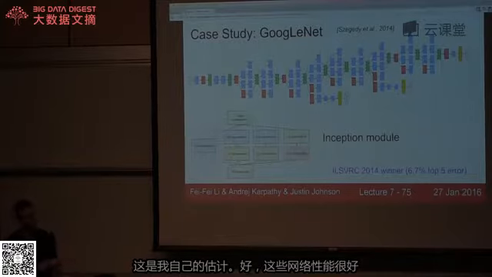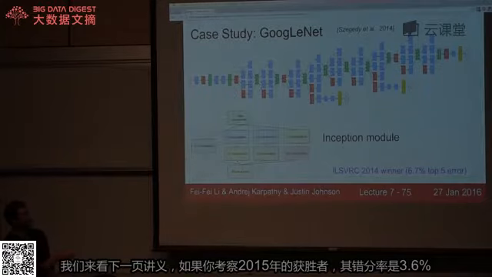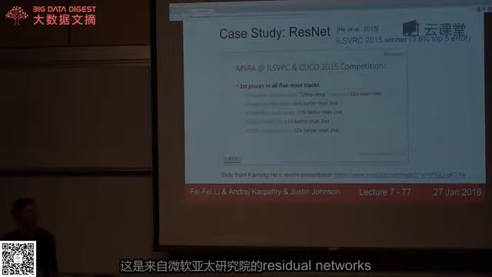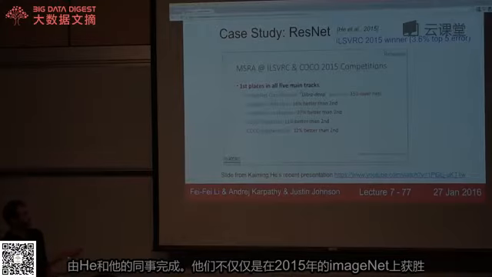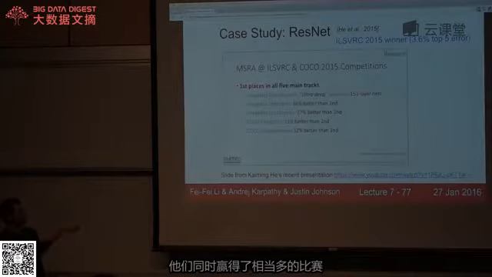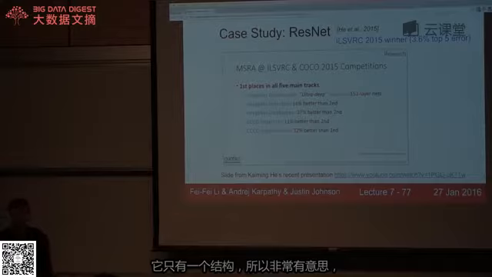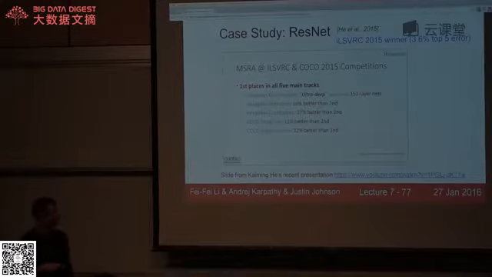Okay, so these networks are working very well. And you'll see ResNet, by the way, the winner of 2015, which is, I think, my next slide. So 3.6% top 5 error, okay? This is residual networks from Microsoft Research Asia, work by Kaiming He and colleagues. And they did not, in fact, just win ImageNet 2015. They won a whole bunch of competitions at the same time. All of them first places in a whole bunch of very important competitions. And it's with one architecture, which was very interesting, and I'm going to tell you about it now.